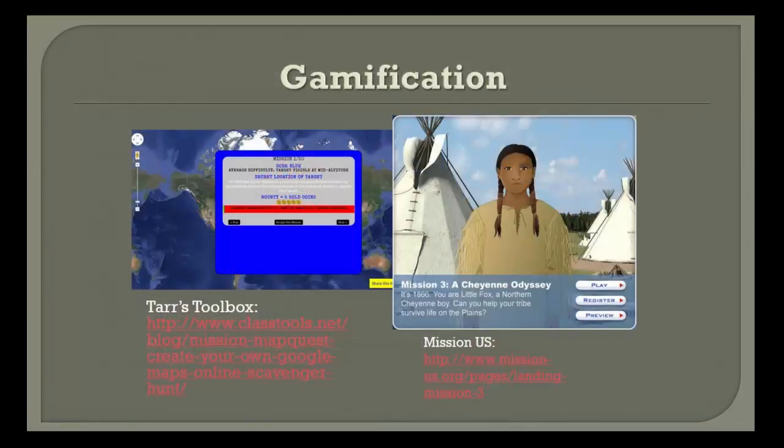Games. One of these, and again, I'm always a little skeptical, is this: are they going to learn enough to make the time worth it? But I think, in fact, if it's well designed, they do.